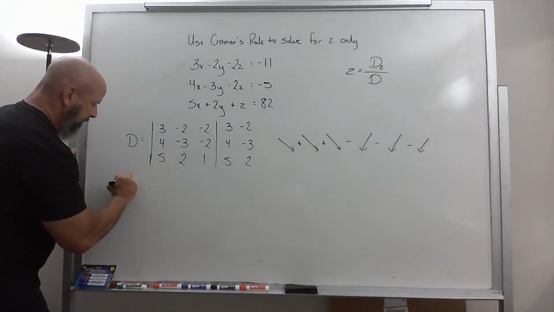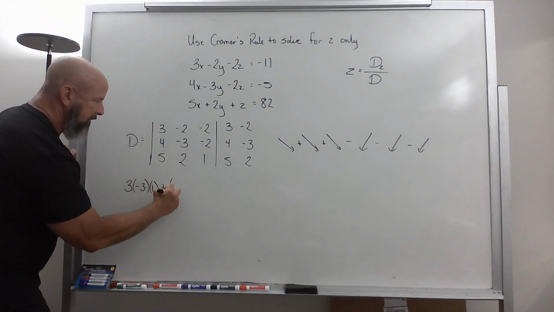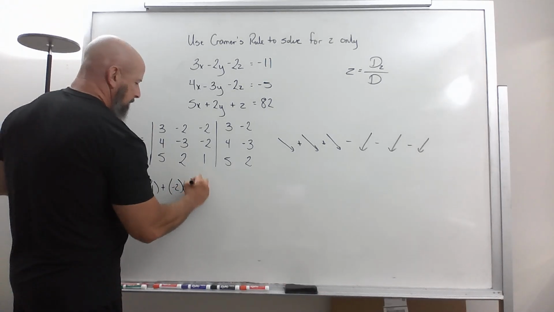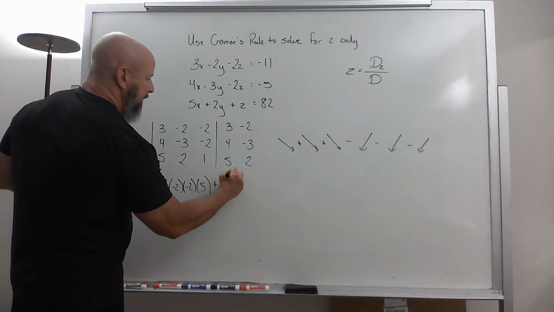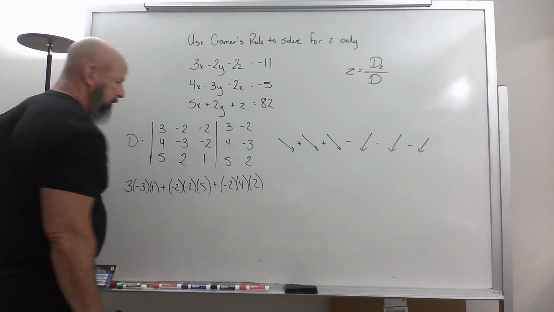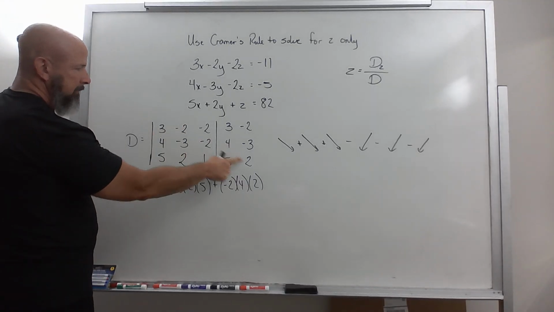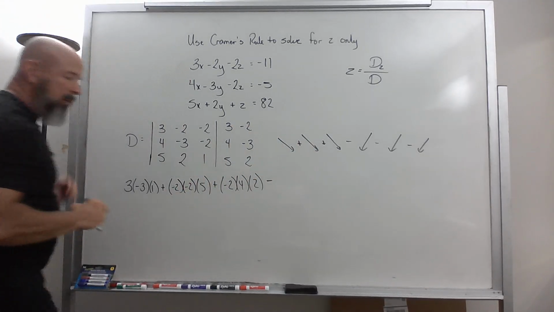So that would give me 3 times negative 3 times 1 plus negative 2 times negative 2 times 5 plus negative 2 times 4 times 2. Diagonally down. Minus coming back the other way.